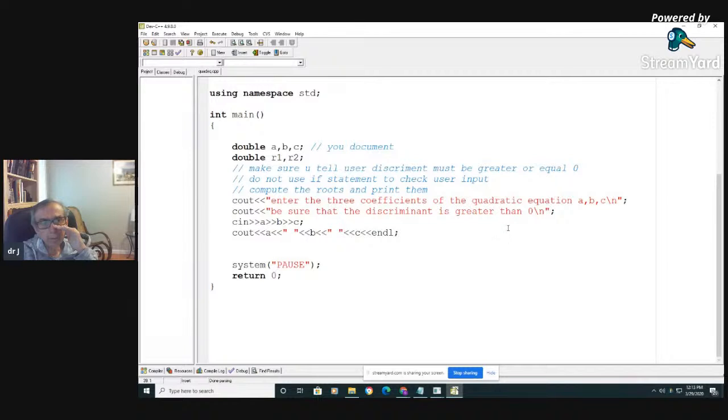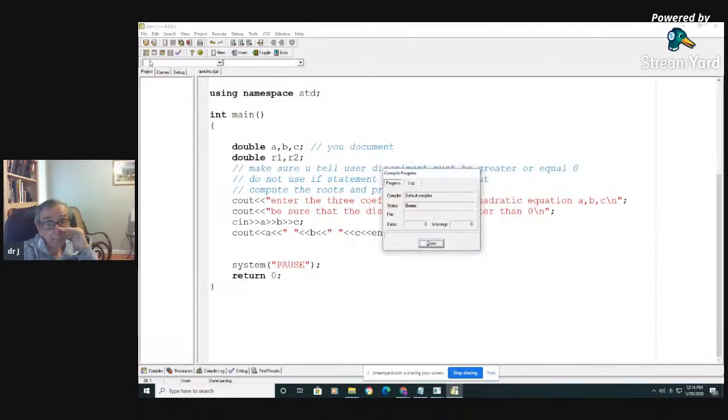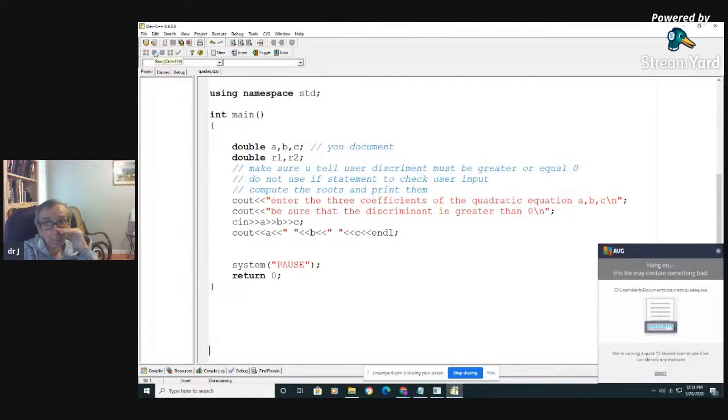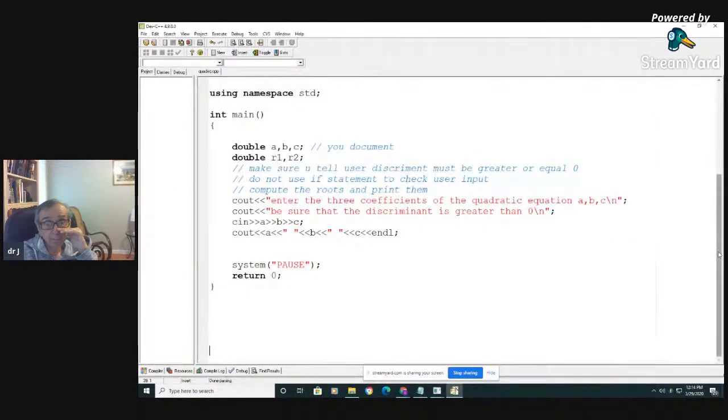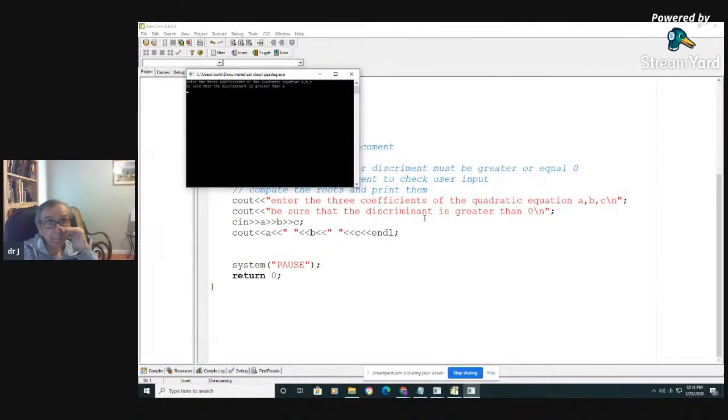This might work. I don't know why I think it's going to work, but I think it's going to work. I think it looks good. Run. Now, why I had to do all that, I have no idea. Maybe it's time to download the latest version of DevC. It's probably giving me a hint.